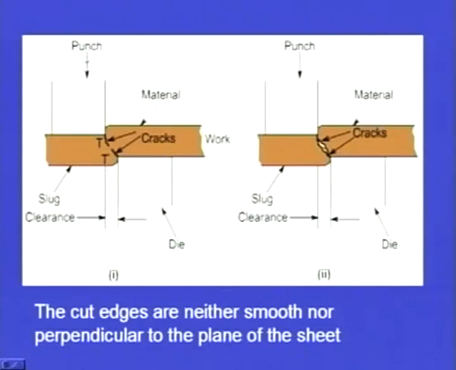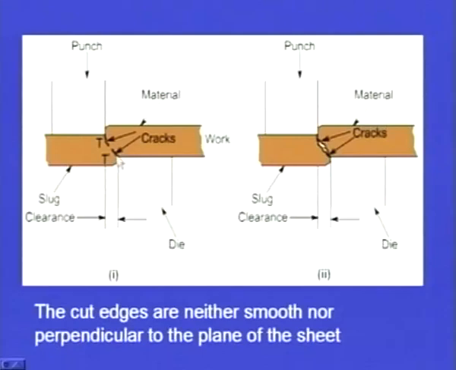When the punch comes from the top, it shears off the material under the application of shear forces, and then certain cracks appear in this region. When these cracks appear individually and grow under the shearing load of the punch, they will meet each other and finally result in the fracture of the surface. So, this slug will be fractured off or sheared off from here, and the fracture will appear in this cross section.